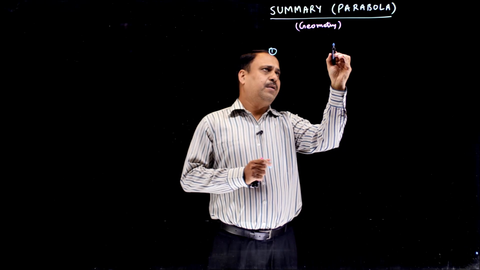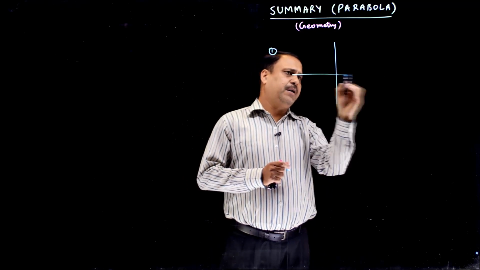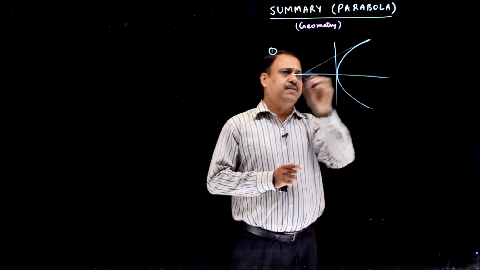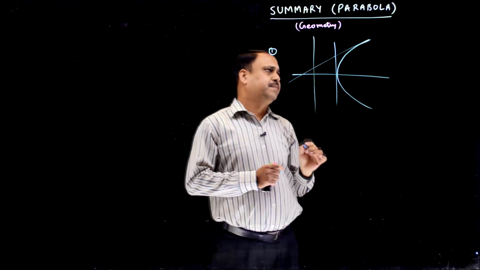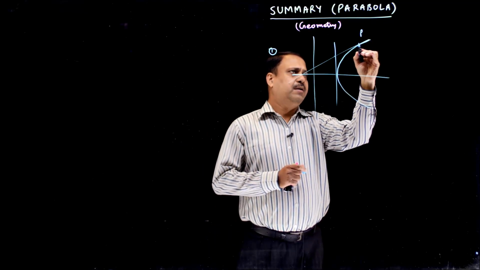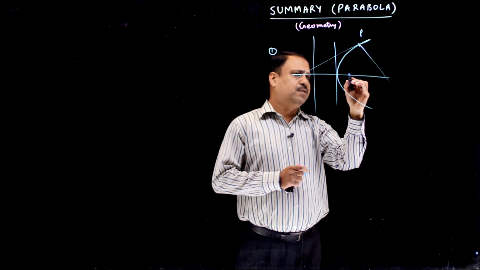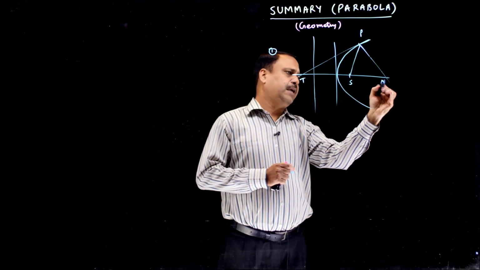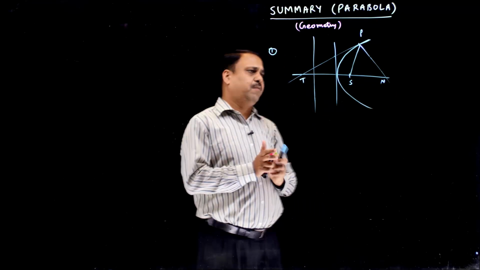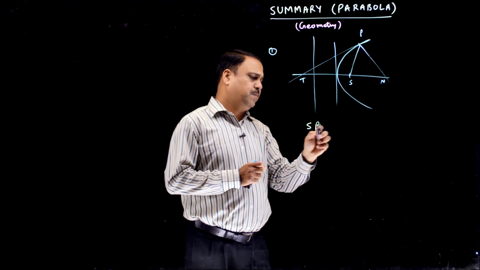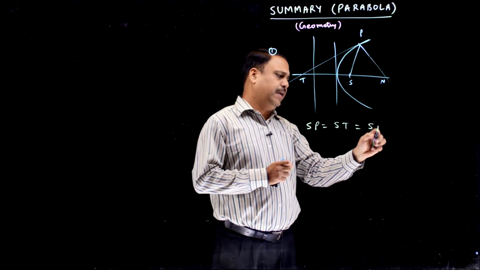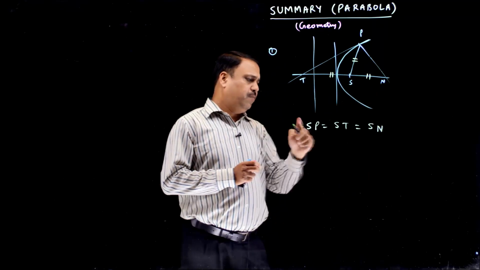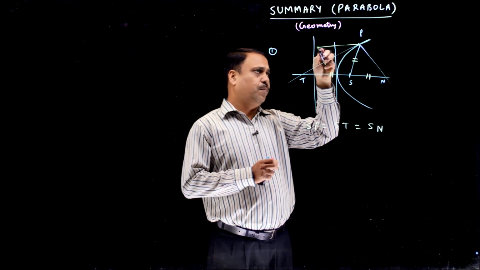First of all, this basic property you must remember. If this is any tangent, this is the directrix, this is point P, this is the normal, and this is the focus. This point is T, this point is N. Then one simple straightforward property: SP is equal to ST is equal to SN. That means these three distances are equal. And we know SP is equal to PM also.